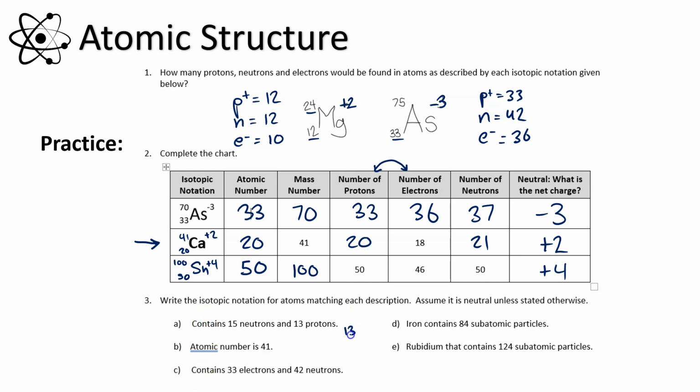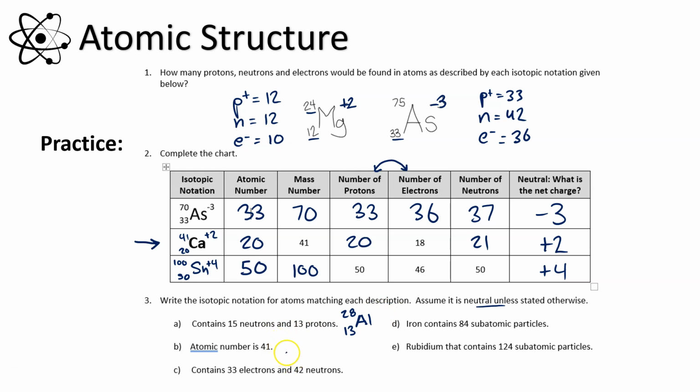If you've got 13 protons like 3A describes, a periodic table can tell you that that is an atom of aluminum. And if there's 15 neutrons, 13 plus 15 will give me a mass of 28. Notice it says here that you can assume the atom is neutral unless otherwise stated. And it doesn't say anything about electrons or the charge, so I'm going to assume that there is no charge.